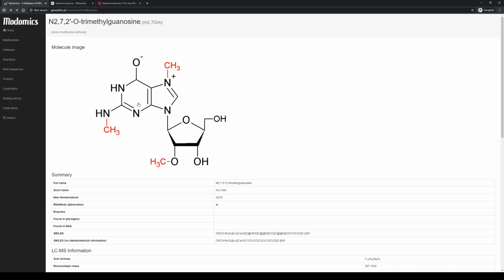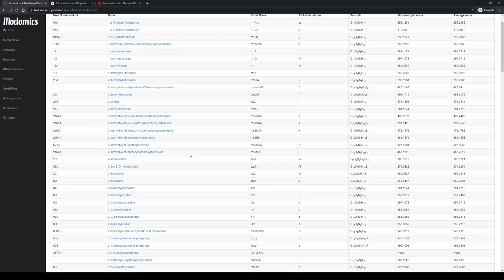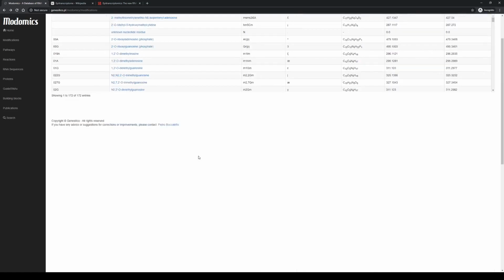Anyway, this is a really cool database. Go and have a look. There's a bunch of them. Over 150 modifications can be found on RNA.